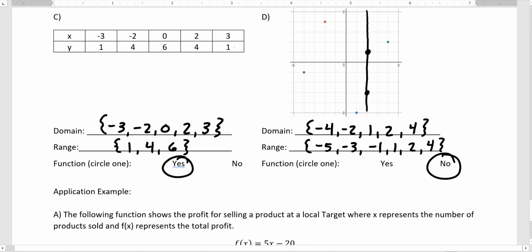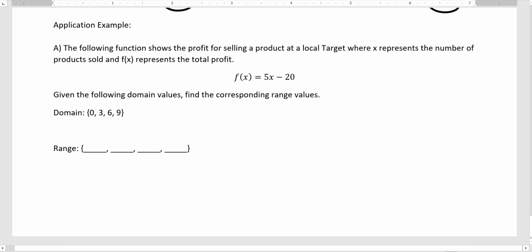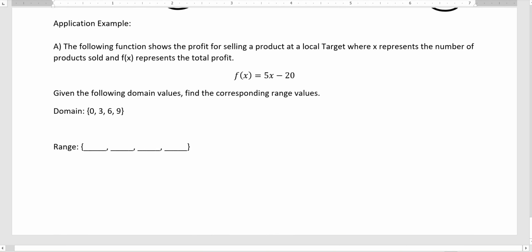All right, the last thing I want to do today is talk about how this might be used in an application. So the following function shows the profit for selling a product at a local Target, where x represents the number of products sold, f of x represents the total profit. Given the following domain values, find the corresponding range values. So saying that the domain is 0, 3, 6, or 9, what would be the range? All that's saying is these are our x values.